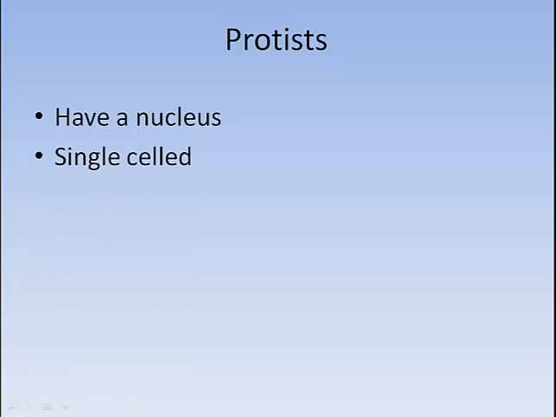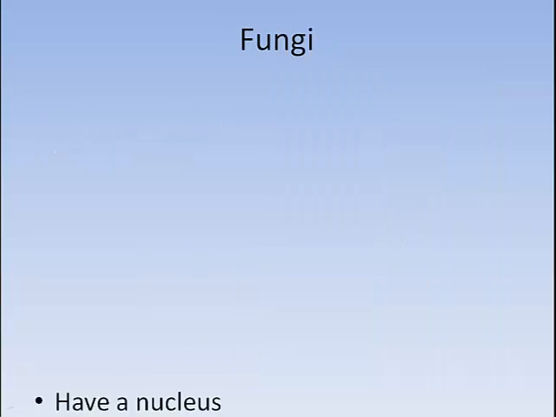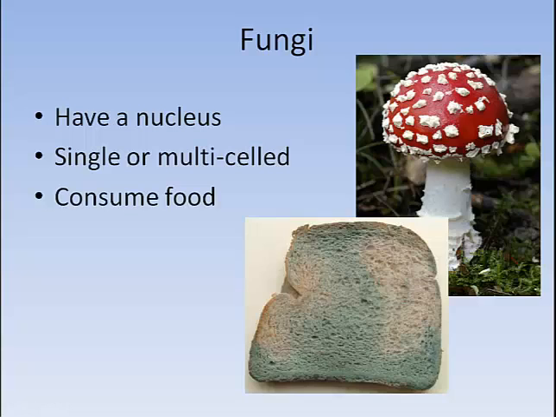Protists have a nucleus and are single-celled. They may be fairly complex organisms, like this paramecium, or this amoeba, or this giardia, but they're just one cell. Fungi have a nucleus. They can either be single-celled or multi-celled, and fungi consume food. They don't make food. And fungi can be mushrooms, they can be mold.